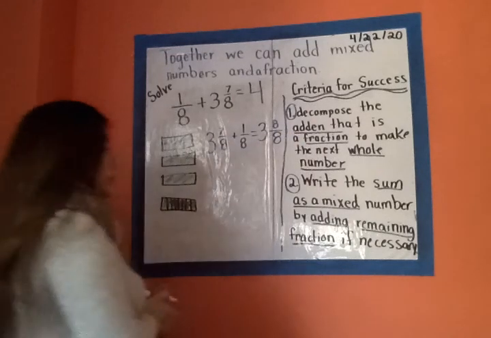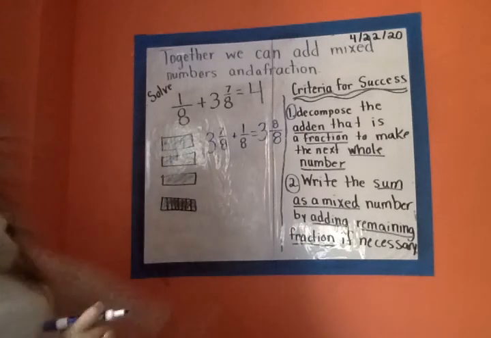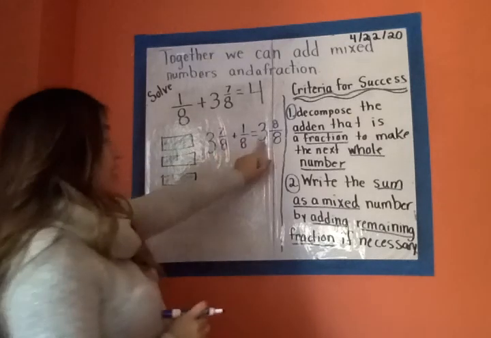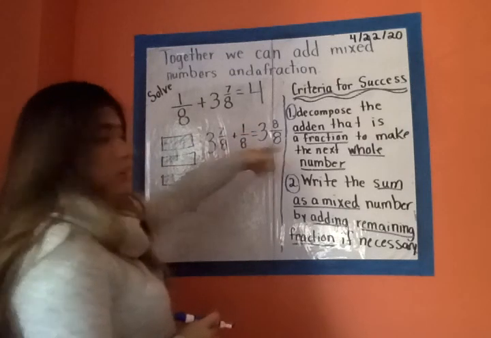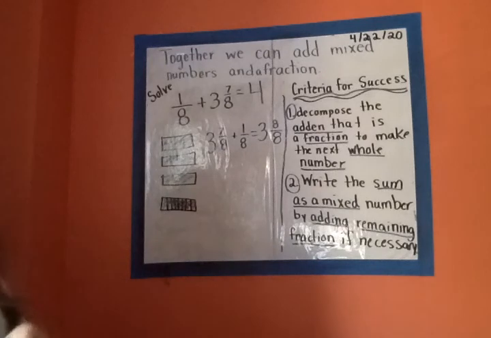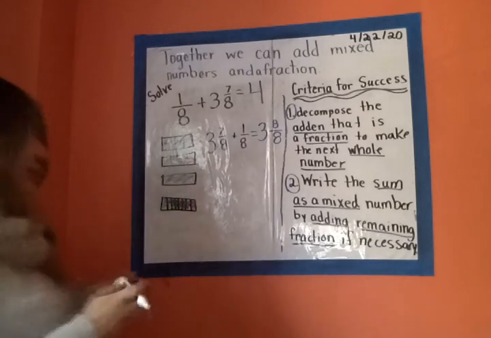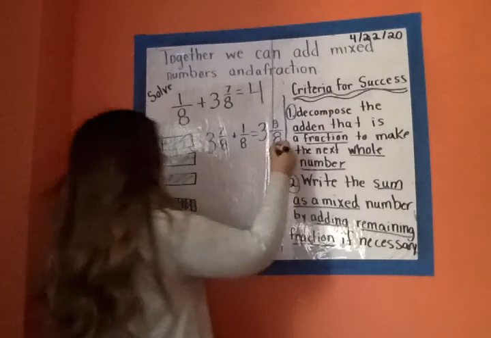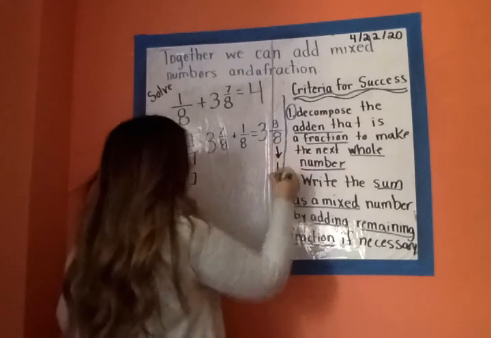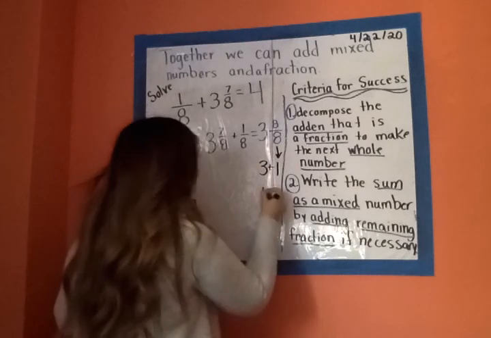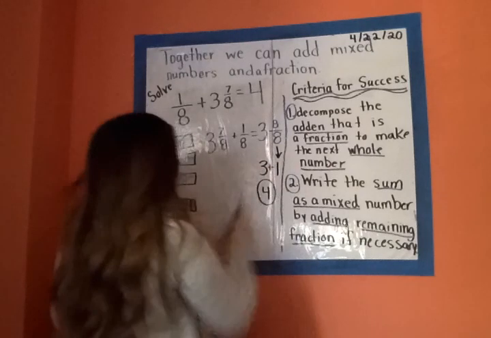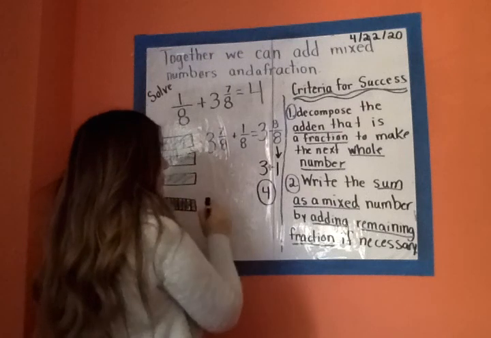Now, because our numerator is the same as my denominator, what does that mean to you? What does it mean when a numerator is the same as a denominator? Okay, we reviewed it in our first video. Yep, it is the same thing as 1 whole. And so in this case, 3 wholes plus 1 whole equals 4, right? Which is the same thing.